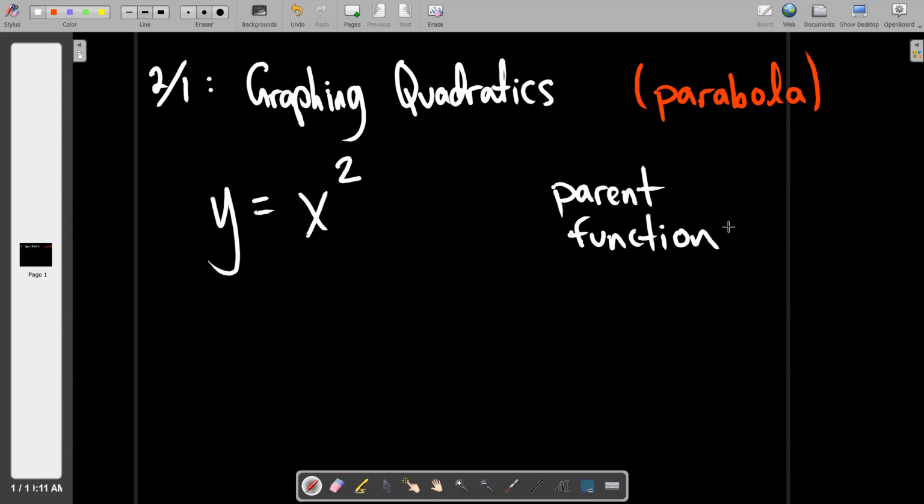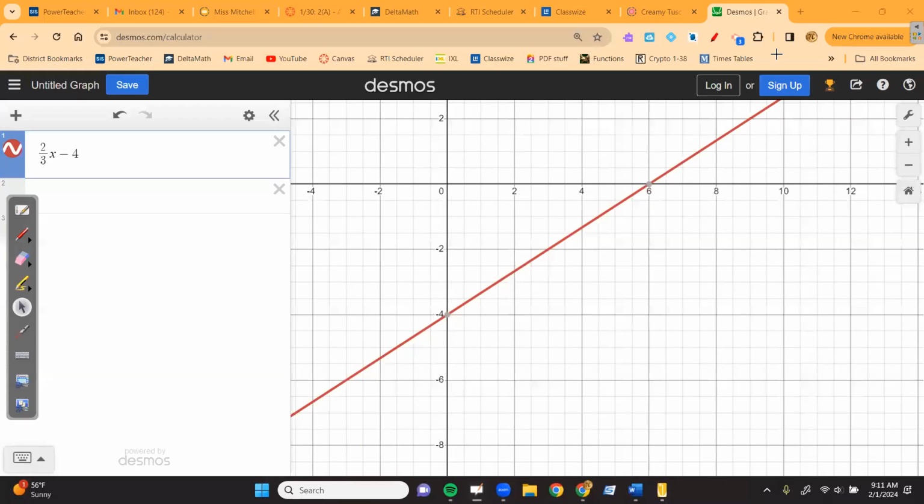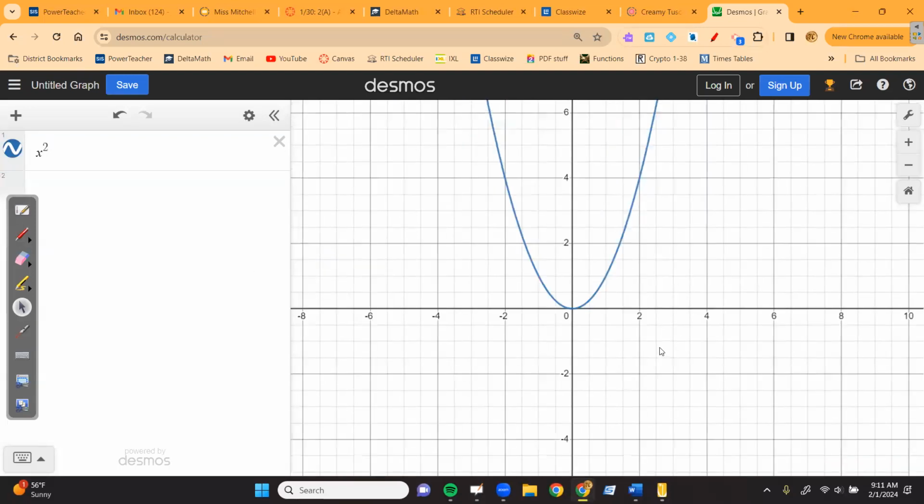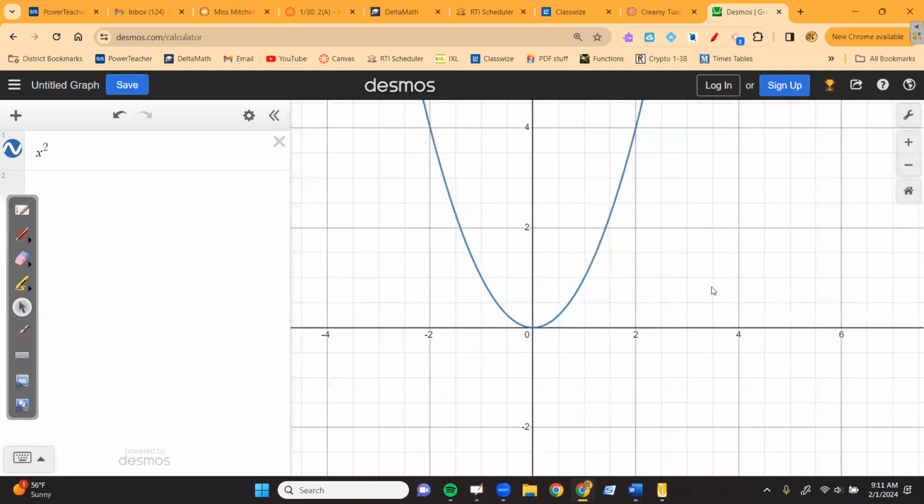And every family of graphs has a parent function. The family that we're going to talk about is quadratics. So this is the one upon which all other quadratics are based. The first thing I want to show you is what it looks like. If I just graph x squared, and by the way you don't have to type in y unless you want to, it doesn't care. So this is the parent function for quadratics. And where do you notice the vertex is at? Right. If we don't have occasion to move it, then the parent function is situated at 0, 0.